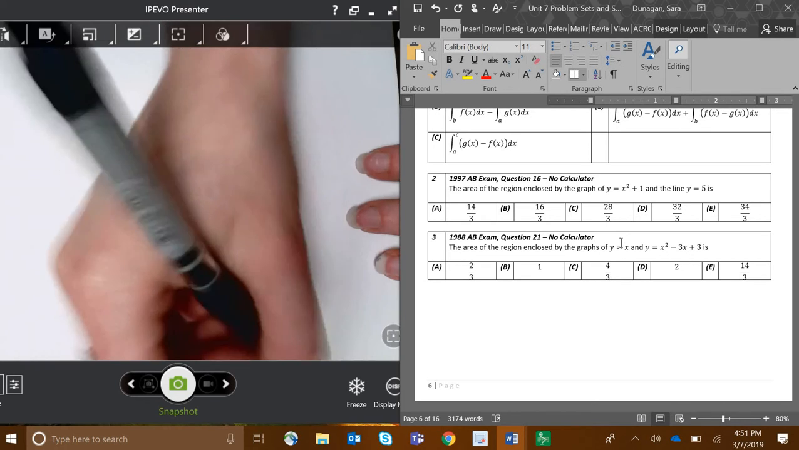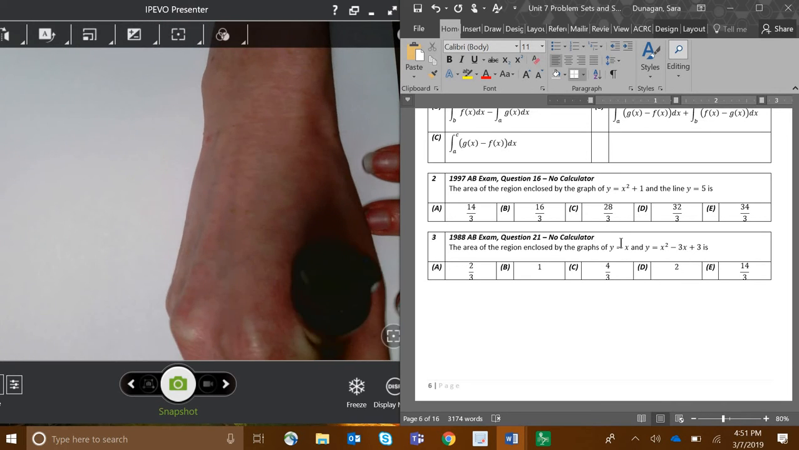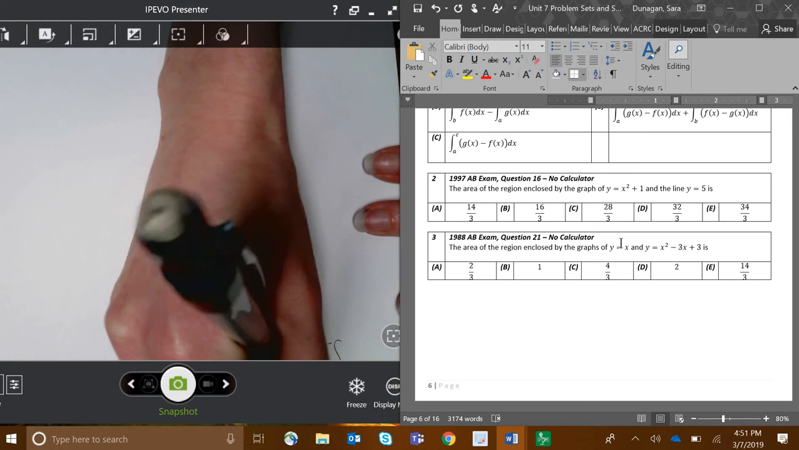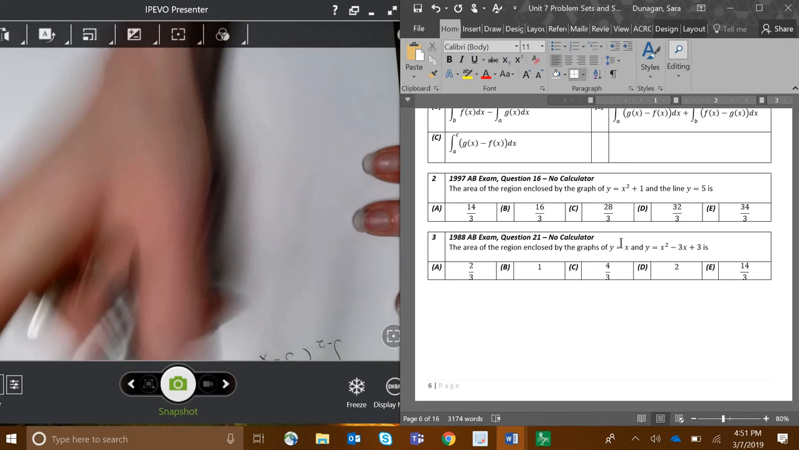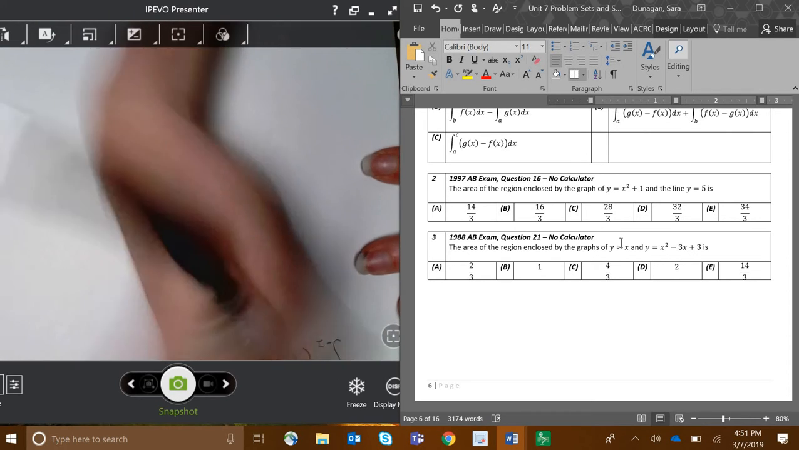2. We have the integral from -2 to 2 of 4 minus x squared. We'll see.